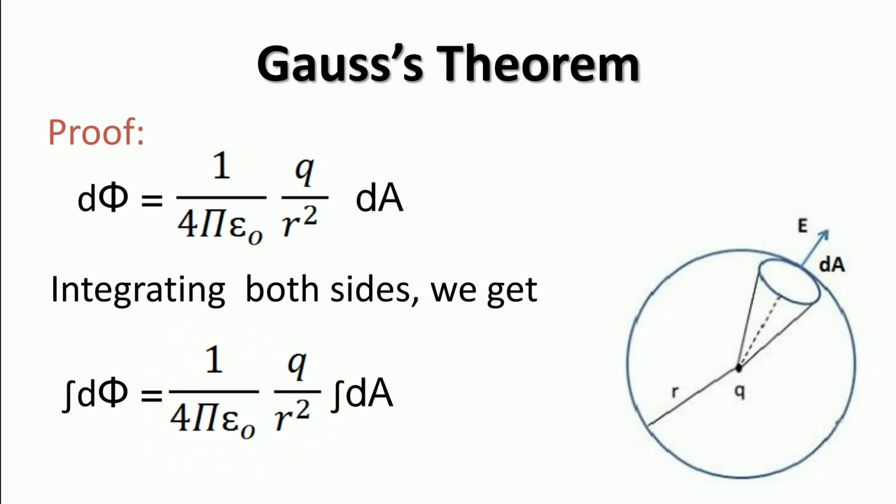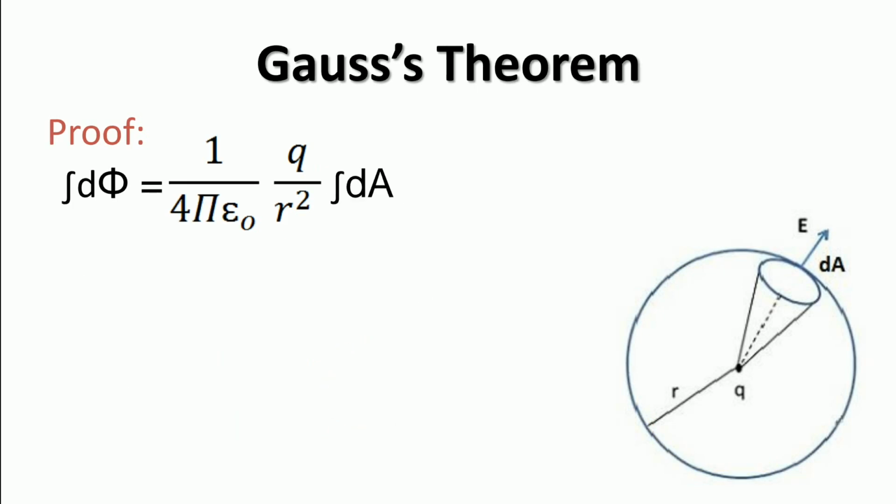What happens next? Watch here. We are integrating dA. dA is the small part of this whole surface area. If we integrate this small part, we get the whole part, which is the surface area of this sphere, which will be 4 pi r square. So we will put the value of integration dA as 4 pi r square.